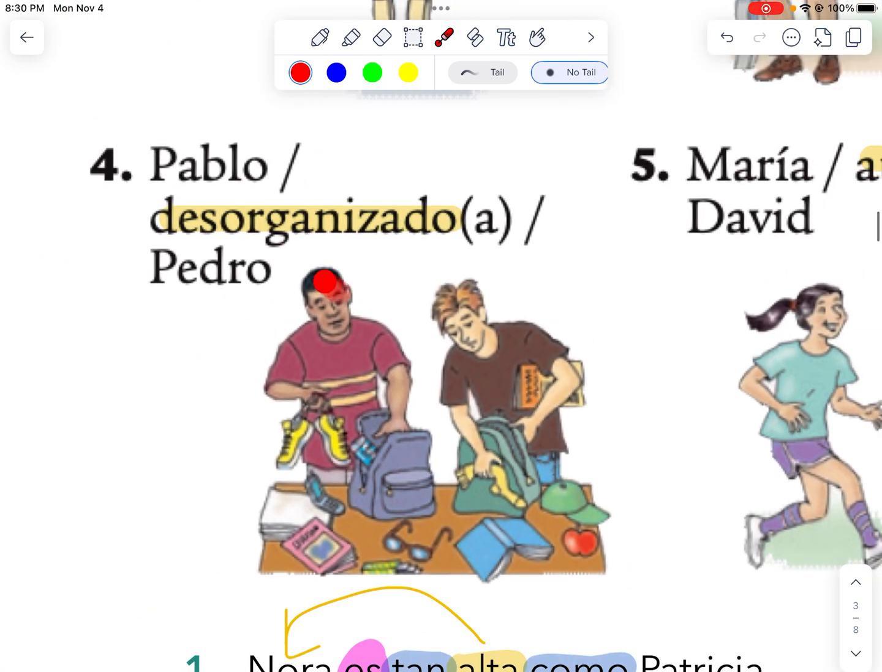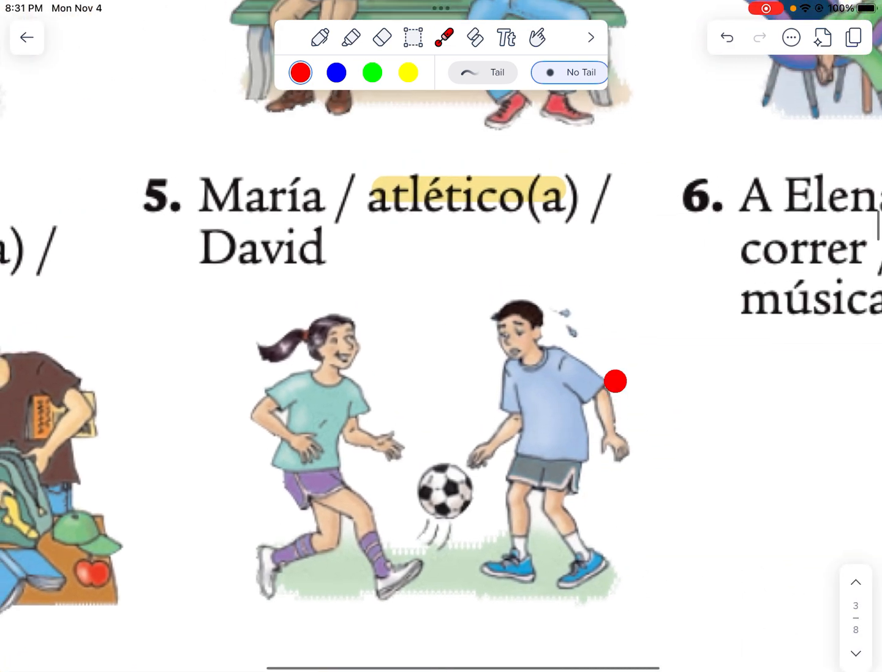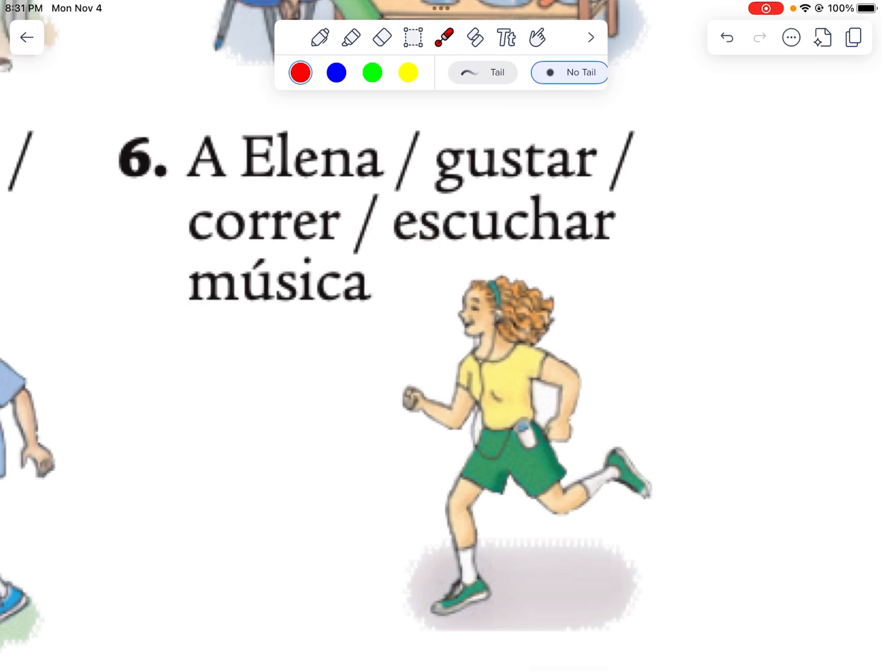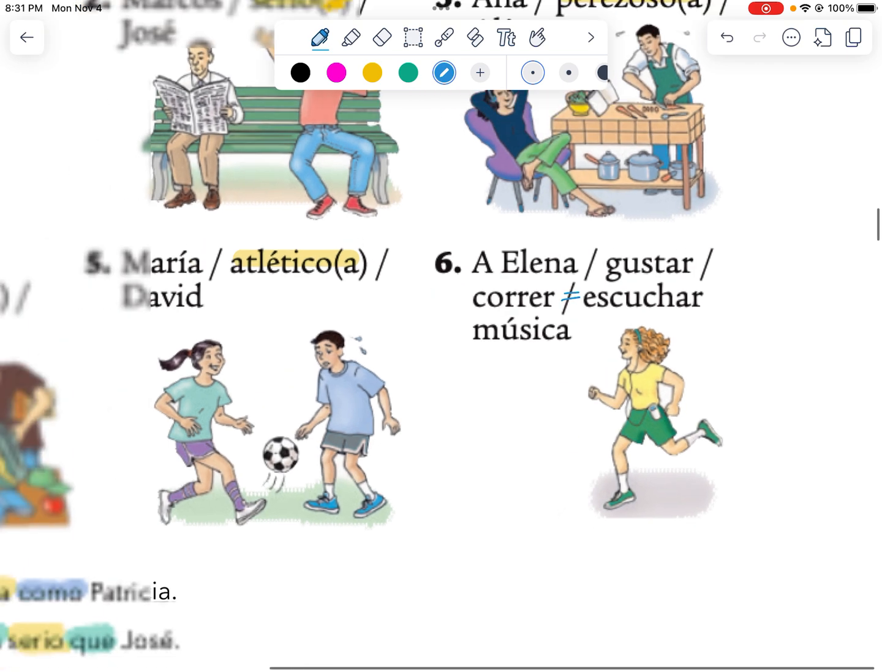Aquí, Pablo y Pedro, they have the same level of organization or lack thereof. So you're going to say Pablo is just as disorganized as Pedro. Man, again with the sweat, David is dying. Oh well. So Maria is more athletic than David. And aquí, número 6. Mira, ella está corriendo y también está escuchando música. So we're going to say she likes to run just as much as she likes to listen to music.